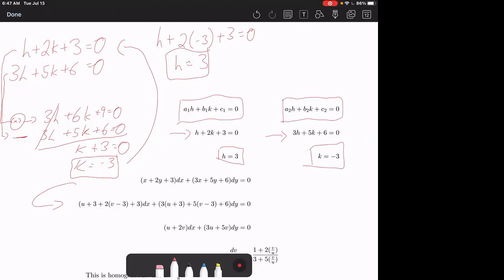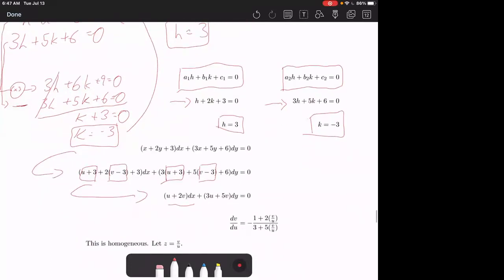And again, it looks pretty messy. We've got X has been replaced with U plus 3, and Y has been replaced with V minus 3. But when you simplify and multiply everything out, the constants just fall off. We knew that to be true because we determined H and K specifically so that the constants would fall off. So we're just left with U plus 2V times dx plus 3U plus 5V dy is equal to 0.